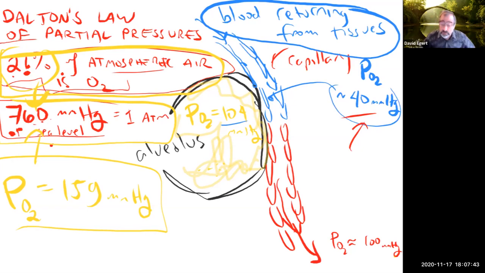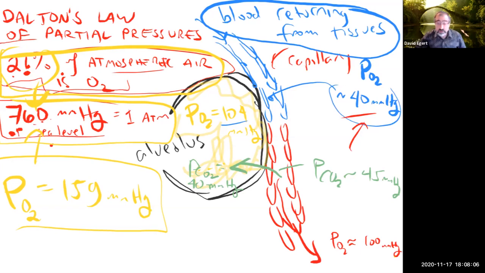Carbon dioxide goes the opposite way. If we're looking at CO2, partial pressure of CO2 is around 45 in the blood. Partial pressure of CO2 is about 40 in the alveoli. So CO2 is going to move the other way. CO2 is going to move from the blood into the alveoli to be exhaled. You know, carbon dioxide in the atmosphere overall is really low, but it builds up quite a bit inside your respiratory system because you're not flushing things out totally.